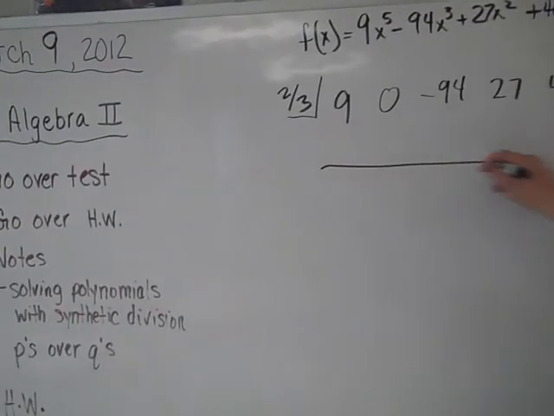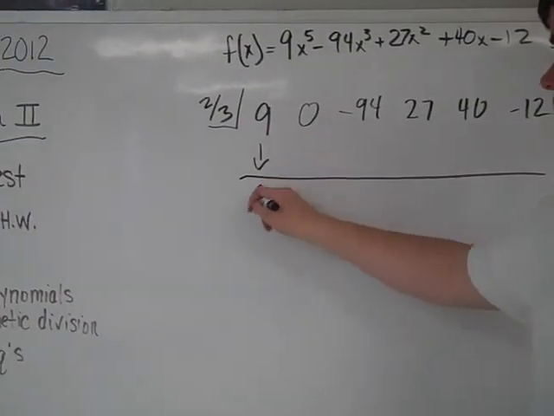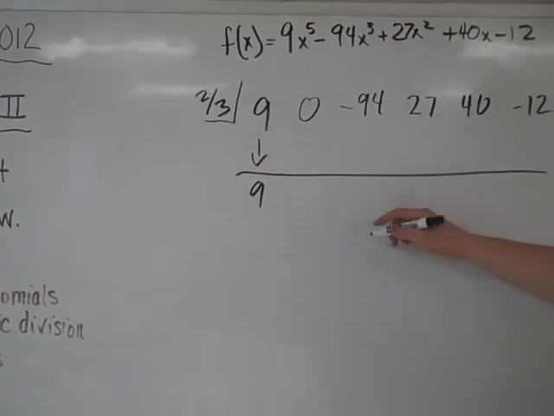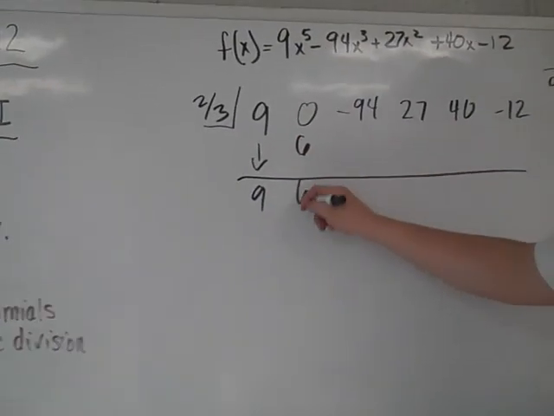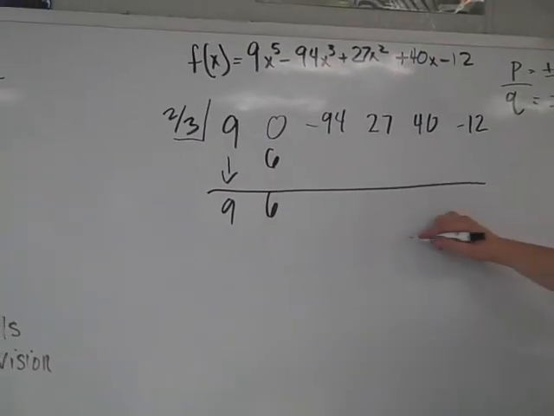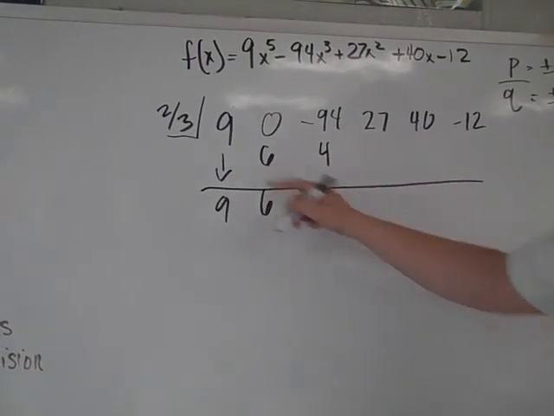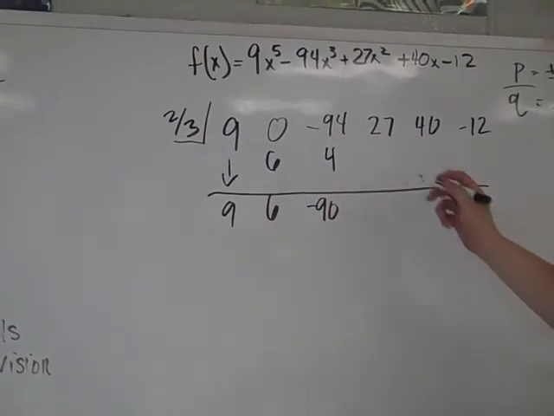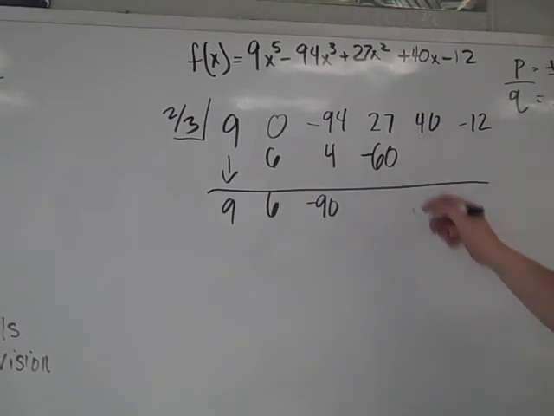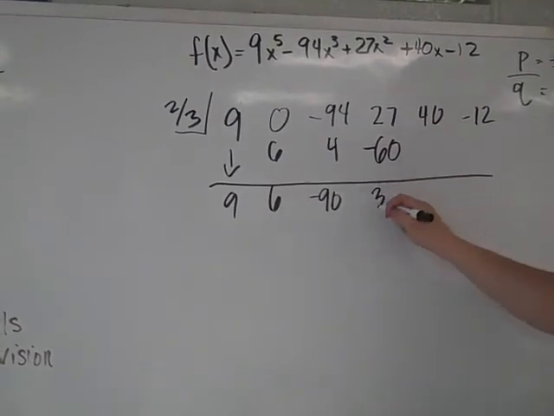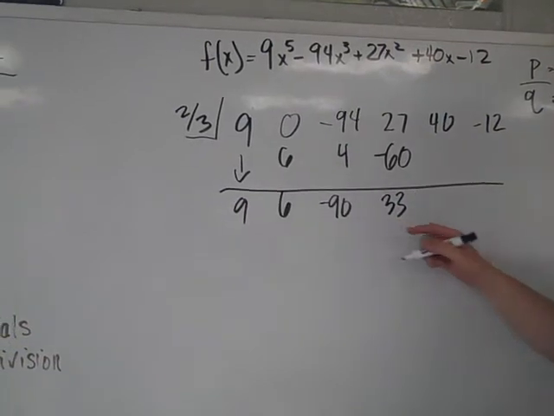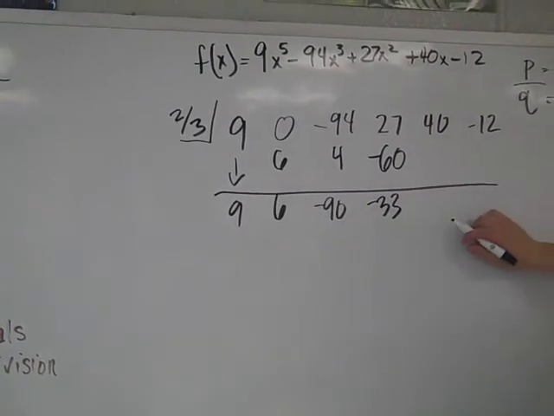When I do this, bring it down, of course. 2/3 times 9 is going to be 6. Add those together. 2/3 times 6 is going to be 4. So that's going to be negative 90. 2/3 times negative 90 is negative 60. That's going to end up being 33. 2/3 times negative 33, multiply that together.